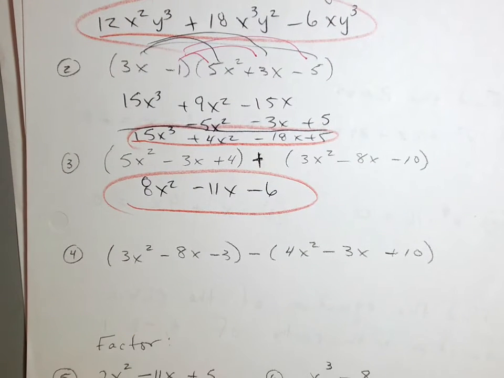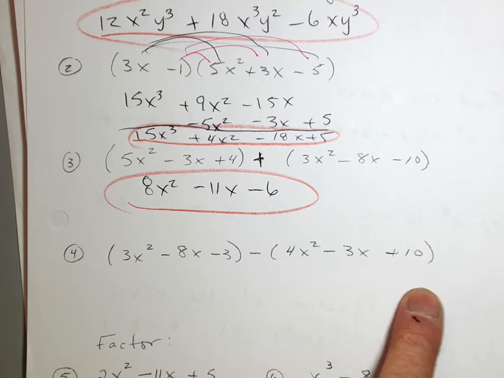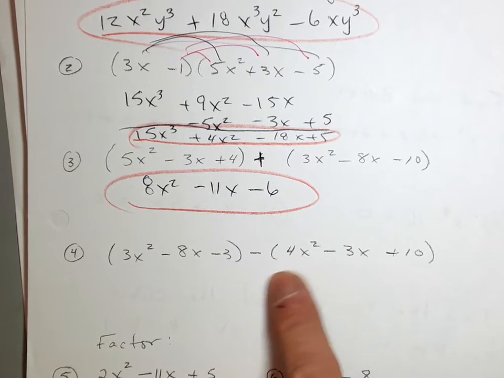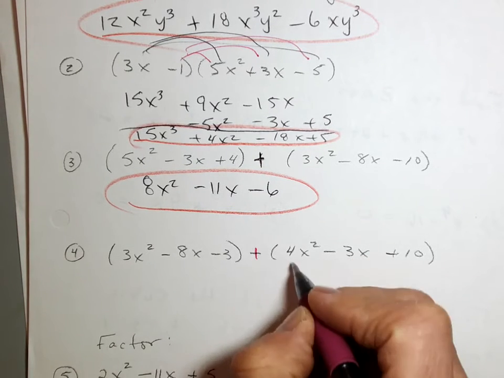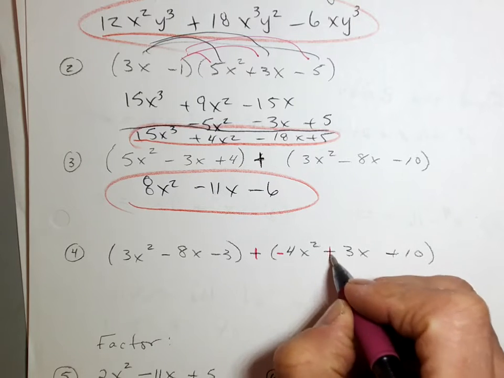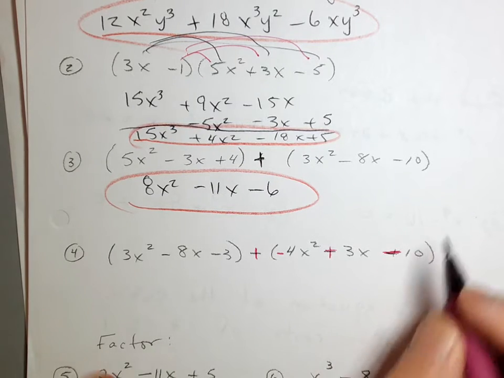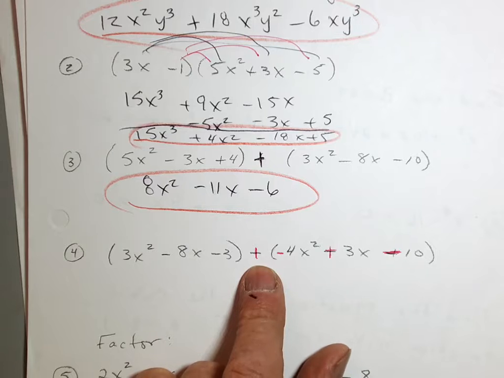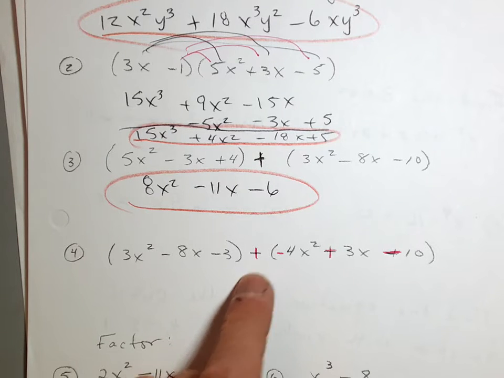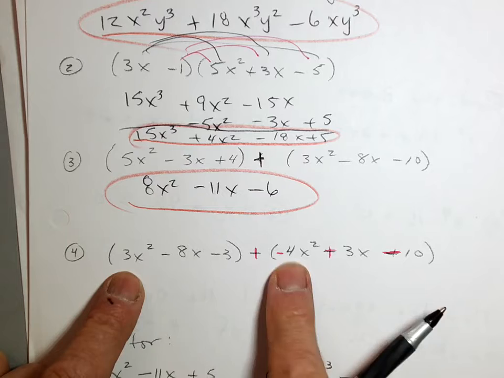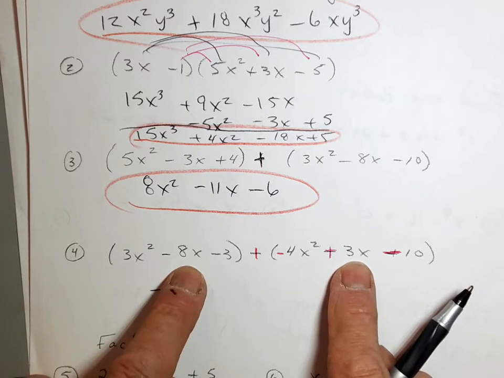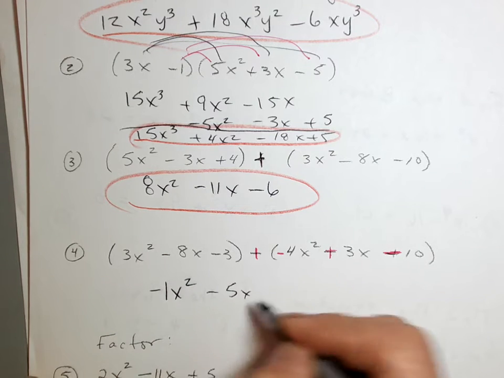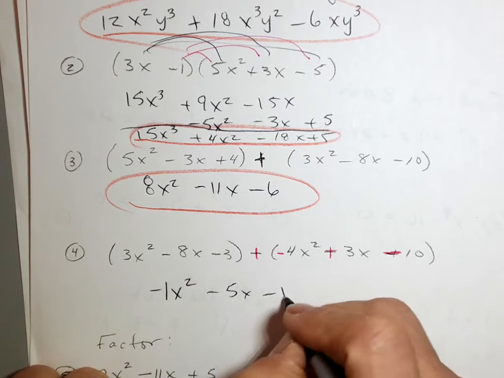Now 4. This is what Isaac did, and I liked what Isaac did because he just switched the signs, right? Because you're going to subtract all of these. But when you add a negative, it's the same thing. So what Isaac did is he made this a plus, and he changed all the signs in here, okay? And then it's a plus sign, and it becomes a problem just like we just did. So let's put them together. 3x and negative 4x and negative 1x squared. Negative 8x and 3x makes a negative 5x. Negative 3 and negative 10 makes a negative 13.